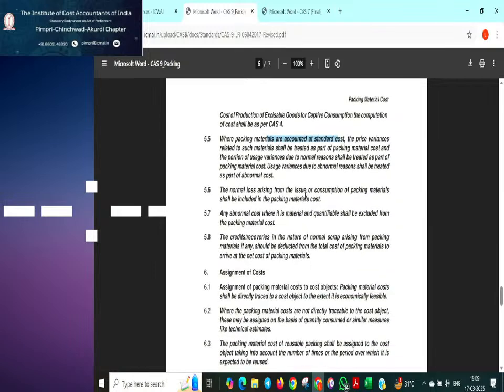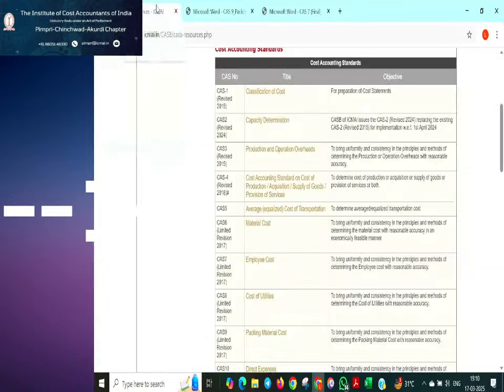Then the normal loss arising from the issue or consumption of packing material shall be included in the packing material cost. See, always normal loss needs to be included. Abnormal loss is to be excluded. The credits or recoveries in the nature of normal scrap will be adjusted towards the cost. That is, that will be deducted from the packing material cost. That is whatever is left over of packing materials, and you are putting it to the second hand shop or the scrap shop and they are giving you the money. So that will be adjusted towards the total cost. So that is what it is all about packing material cost.